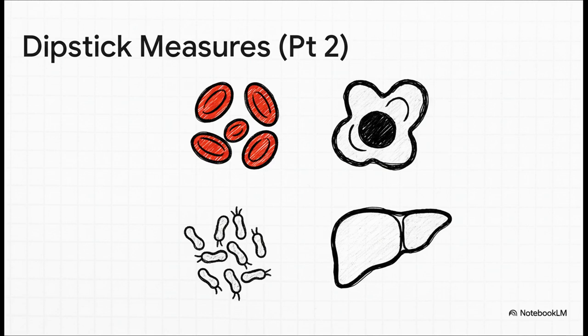And there's more. The strip also tests for blood, which can signal anything from a simple infection to more serious trauma somewhere in the urinary tract. Leukocyte esterase is an enzyme that's found in white blood cells. So if that pad turns positive, it's a huge clue that there's a UTI. That's often confirmed by a positive nitrite test, which tells us that specific kinds of bacteria are present. And finally, bilirubin and urobilinogen are absolutely vital for checking out liver function and spotting potential blood disorders.